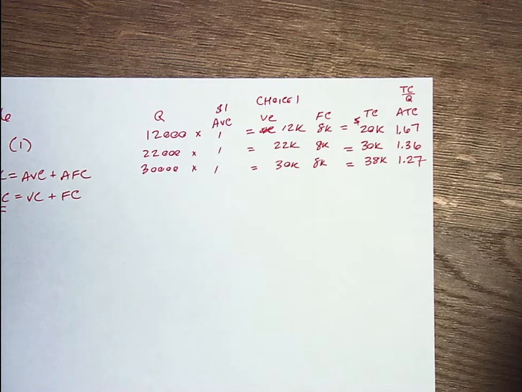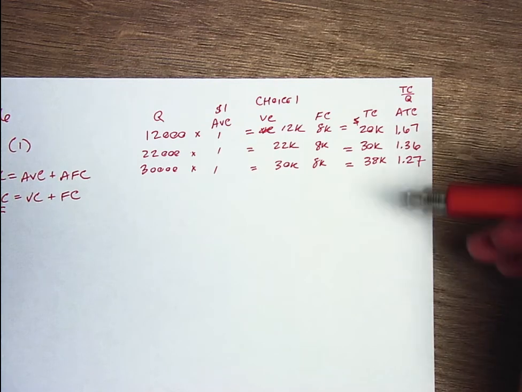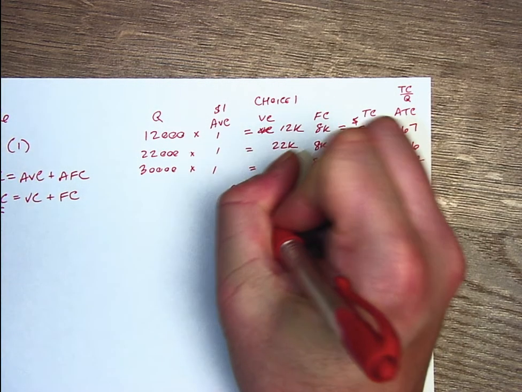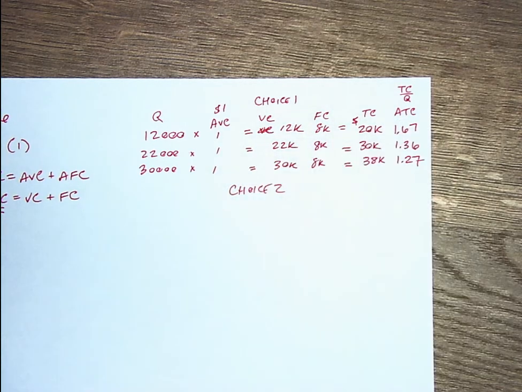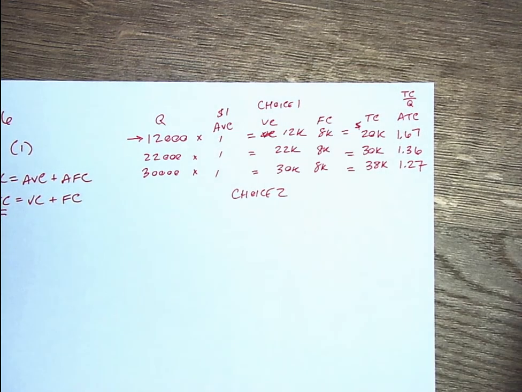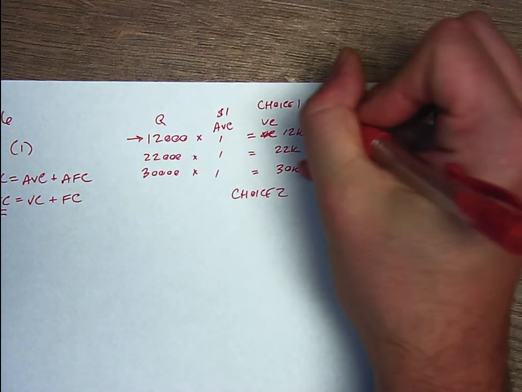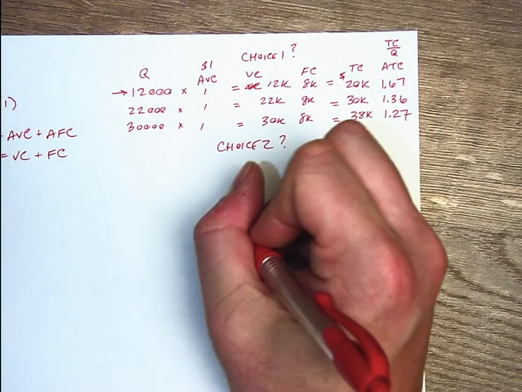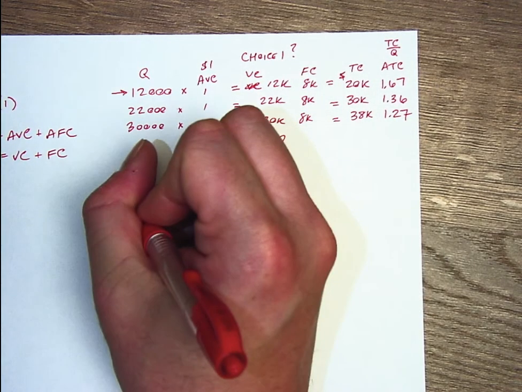For this one, we can't tell actually which one results in the lowest ATC because we have to do this problem over and over and over again. Okay, I see what we're doing now. Choice 2. So basically, if they wanted to make 12,000 units, should they do choice 1, should they do choice 2, or should they do choice 3? So we're going to speed this process up a little bit here.